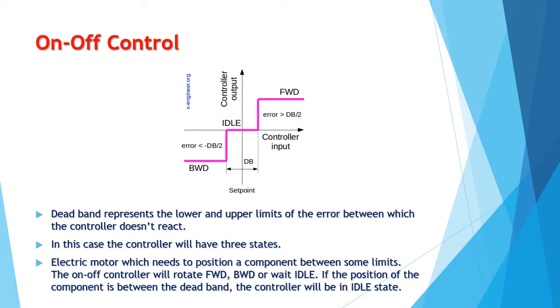Instead of a hysteresis, an on-off controller can also have a deadband. The deadband represents the lower and upper limits of the error between which the controller doesn't react. In this case, the controller will have 3 states. As an application, we can imagine an electric motor, which needs to position roughly a component between some limits. The on-off controller will rotate the motor forward, backward, or wait. If the position of the component is between the deadband, the controller will be in the idle state.